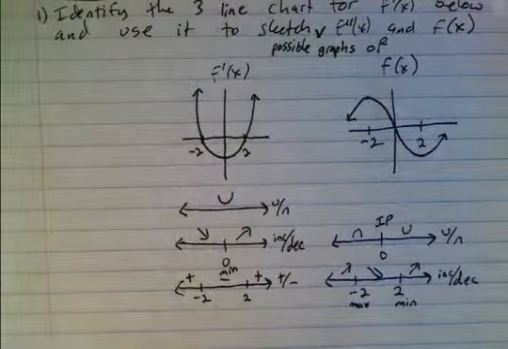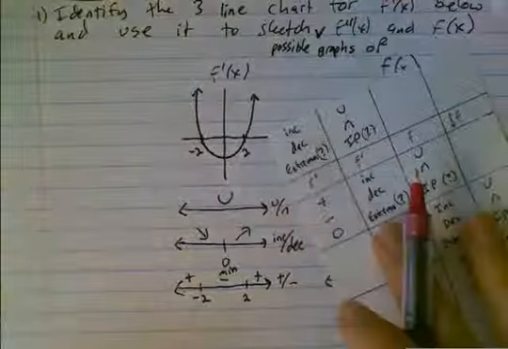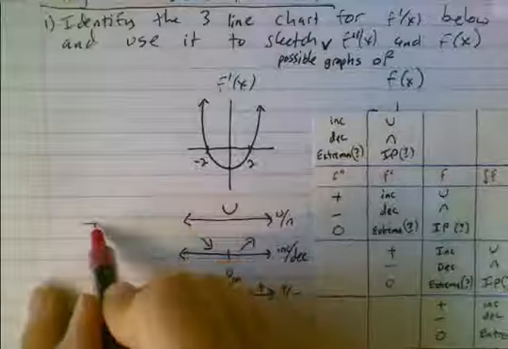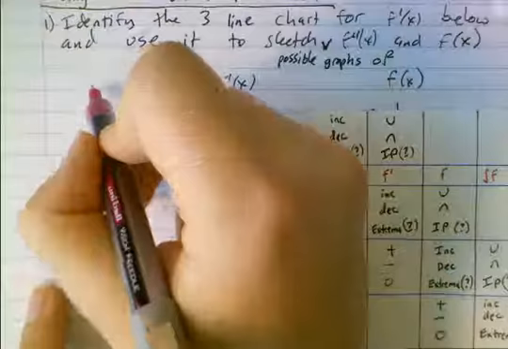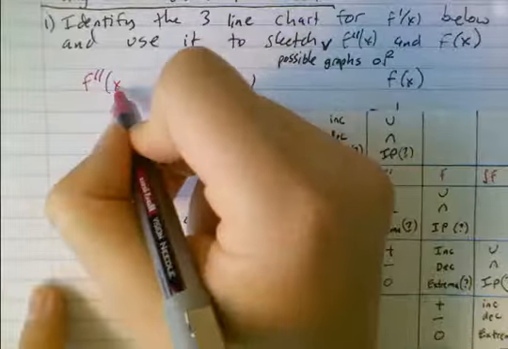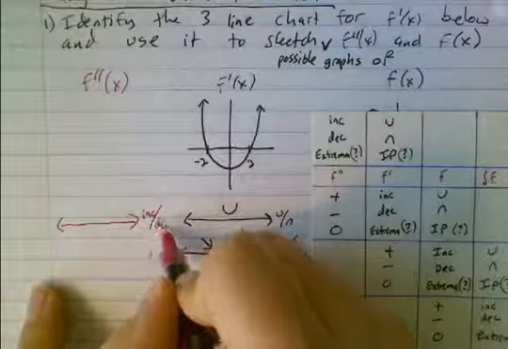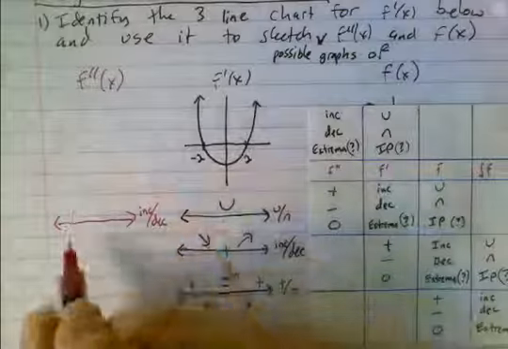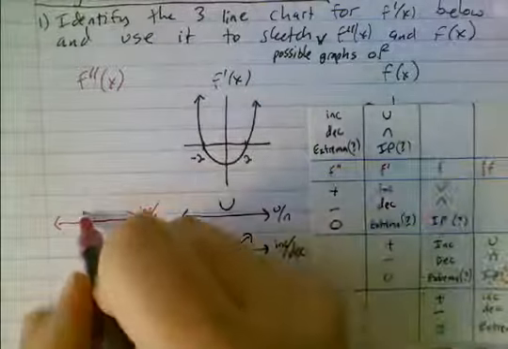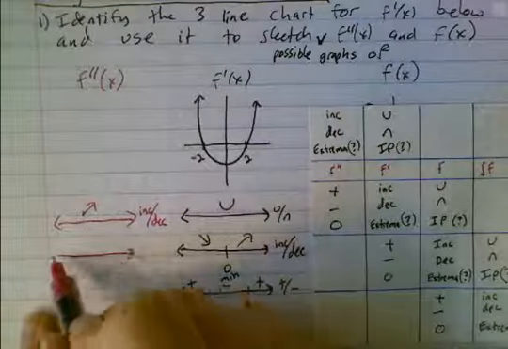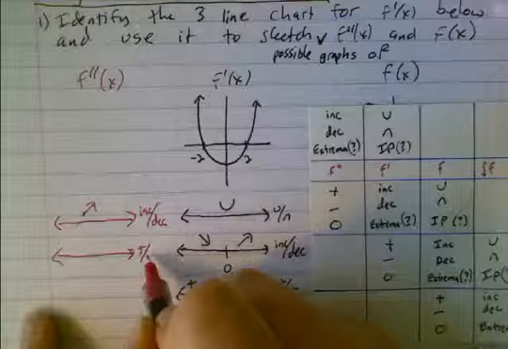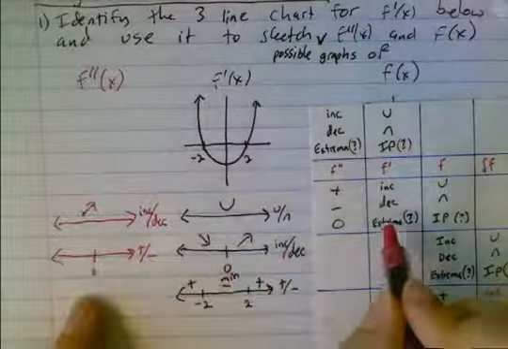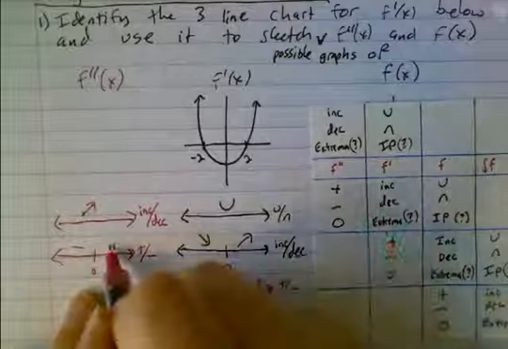Then we can also do our translation going the other way, f prime to f double prime. Concave up, concave down translates to increasing, decreasing. So it is always increasing. Increasing, decreasing translates to positive and negative. So 0, decreasing is negative, increasing is positive.